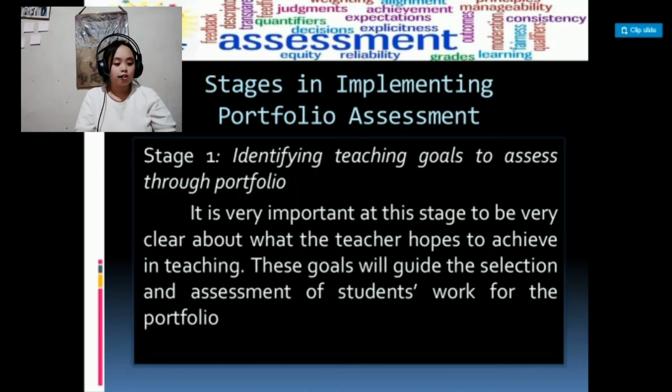The stages in implementing portfolio assessment. Stage 1, identifying teaching goals to assess through portfolio. This stage is very important since the teacher will set clear goals about what they hope to achieve in teaching. The goals will serve as their guide on how they are going to assess their students' work.